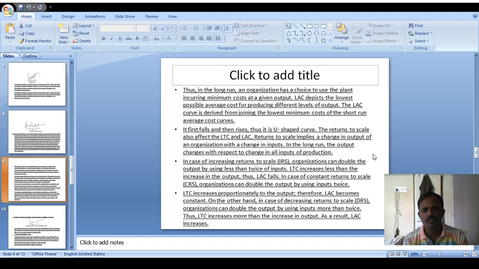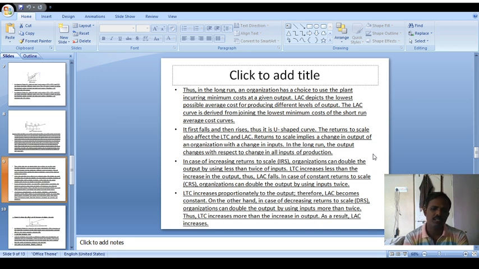The returns to scale also affect the LTC and LAC. Returns to scale implies a change in output of an organization with a change in inputs. In the long run, the output changes with respect to change in all inputs of production. In case of increasing returns to scale, organizations can double the output by using less than twice the inputs. LTC increases less than the increase in output, thus LAC falls. In case of constant returns to scale, organizations can double the output by using twice the inputs. LTC increases proportionately to the output, therefore LAC becomes constant.